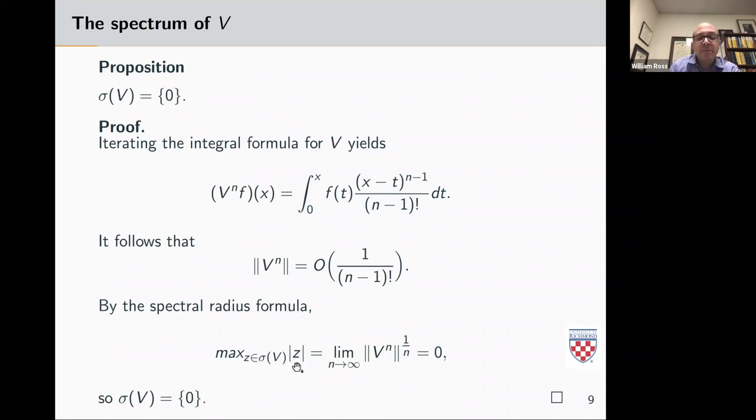By the spectral radius formula, the maximum of the modulus of any element in the spectrum is equal to, so this is the Beurling-Gelfand formula, this limit. Then you need to dust off Stirling's formula to get a reasonable estimate on the n factorial. If you do that, you'll show this limit is equal to zero. So this says that the spectrum of the Volterra operator is contained in the singleton zero. Now use the fact that the spectrum of any bounded operator is non-empty, so the spectrum has to be equal to that singleton zero.